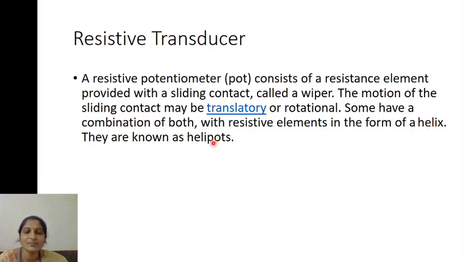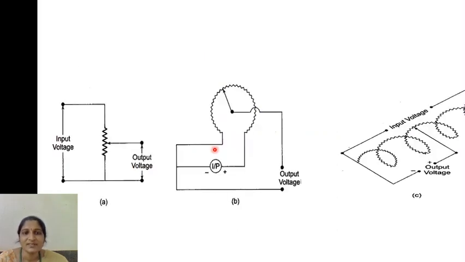These are called helipots. General translatory or rotational ones are called pots, whereas the helical resistive elements are called helipots. This is the translatory motion, this is the rotational motion, and this is the helical motion. All these types of resistive transducers require an input supply, so they are called passive transducers.